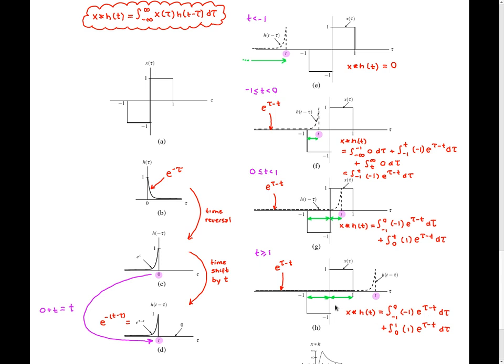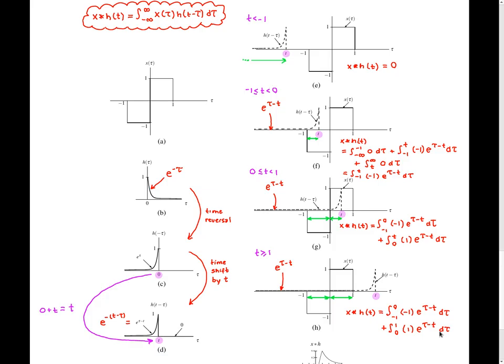And then lastly, we need to integrate from 0 to t over this second double arrow range here. In other words, from 0 to 1. Did I say 0 to t? Yeah, if I did, I meant 0 to 1. So we need to figure out what we plug in for x of tau and h of t minus tau. So again, we go back to our graph. Between 0 and 1, our function x of tau is this constant equal to 1. So this is why we're substituting in 1 here for x of tau. And also over this interval from 0 to 1, our dotted line function is this e to the tau minus t, this exponential function. So this is what we substitute for that.